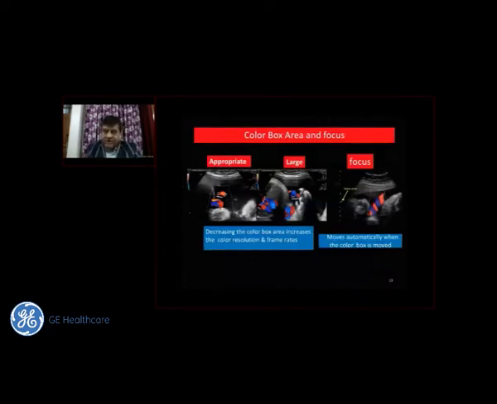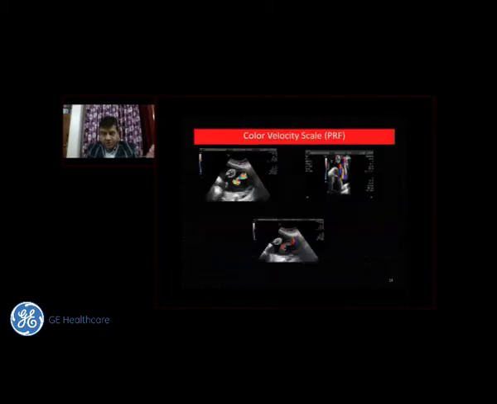Now, color box area, as I told you earlier: decreasing the color box area increases the color resolution and also the frame rate. Please remember, we need good frame rates because that is going to give us good B mode images. Focus, yes, it moves automatically when the color box is moved, but make sure that the focus is on the area which you want to show and see. Now, many times we see when clinicians are doing their ultrasounds and color Dopplers, the vessels are bleeding all over.